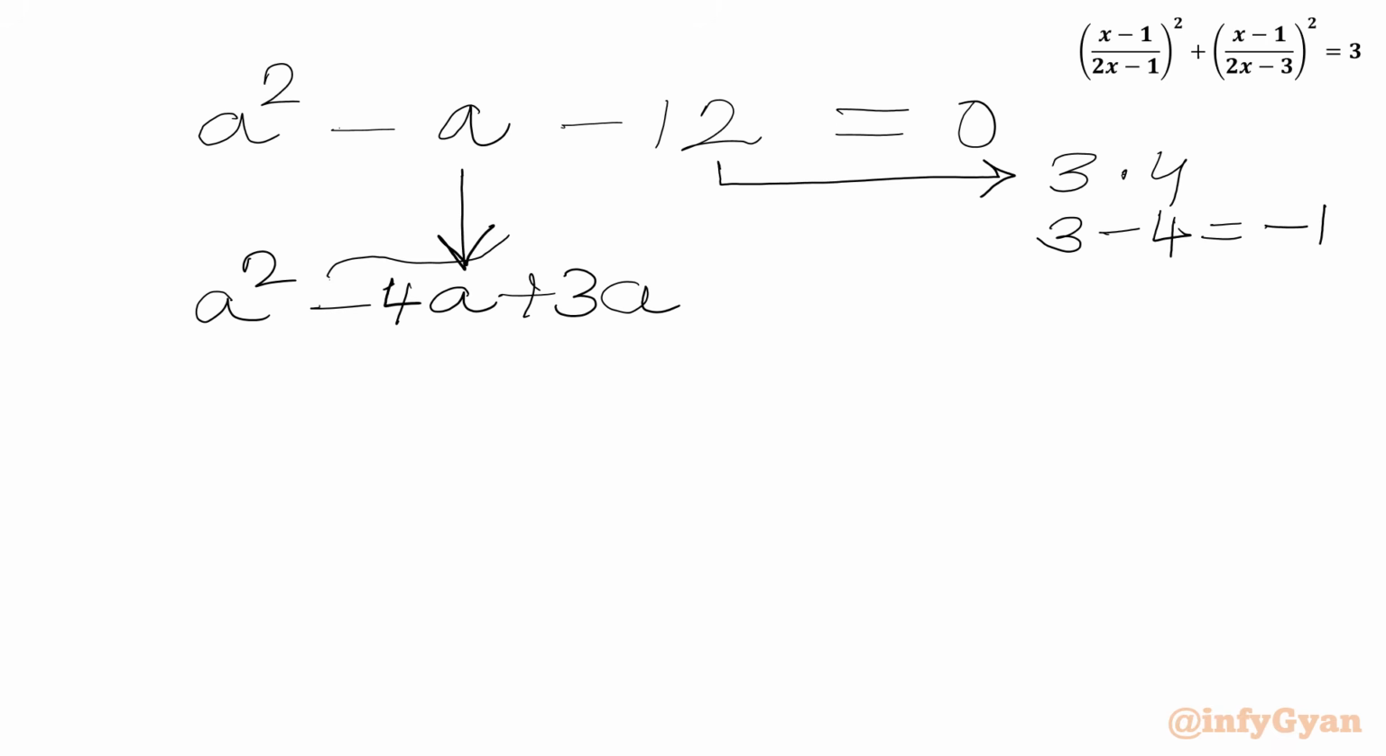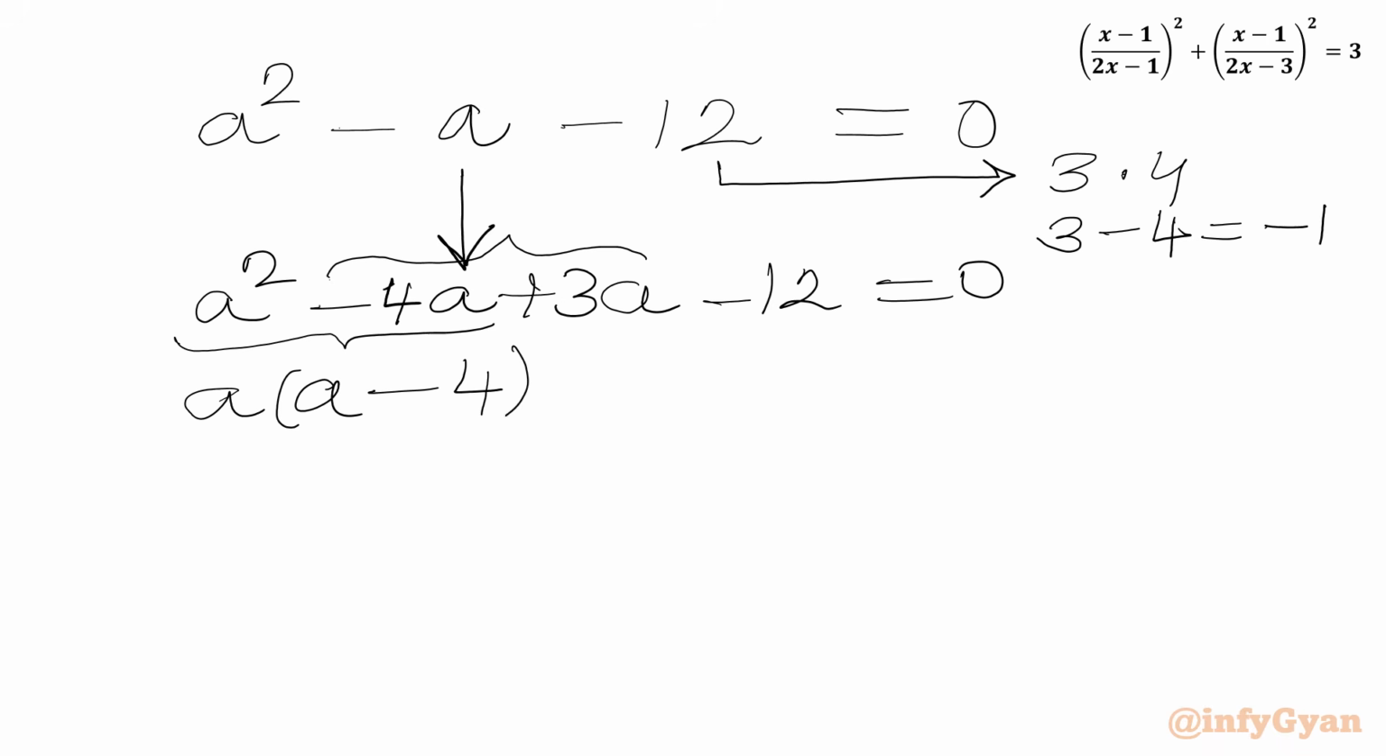Addition will become minus a, minus 12 equal to 0. Now from the first two terms we can take a common. In the bracket we will write a minus 4. From the last two terms we can take 3 common. In the bracket we will write a minus 4.